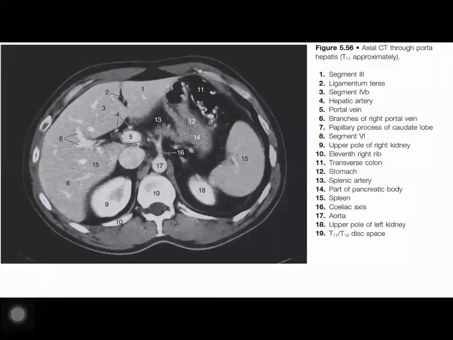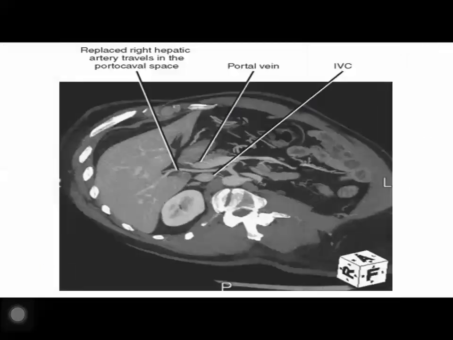This axial CT scan shows the aorta, celiac trunk, superior mesenteric artery and hepatic artery. Here is the portal vein, and here the right and left branches of the portal vein. The left branch of the portal vein unites with the ligamentum teres. This is the portocaval space.